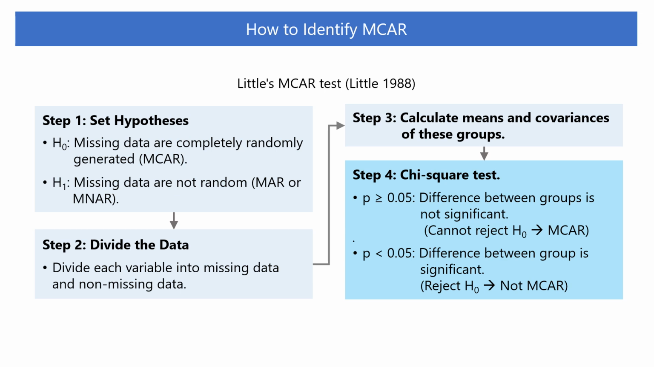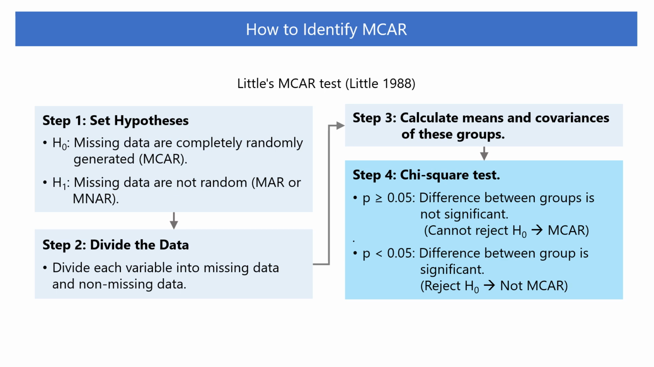We can determine statistical significance based on the p-value. The p-value is calculated using the chi-square statistic. If we set the significance level to 5%, a p-value of 0.05 or higher is considered to indicate that there is no statistically significant difference between the observed data and missing data. This indicates that the missing data occurred randomly, so the MCAR assumption, or null hypothesis, cannot be rejected. In other words, the missing data is considered to be completely random.